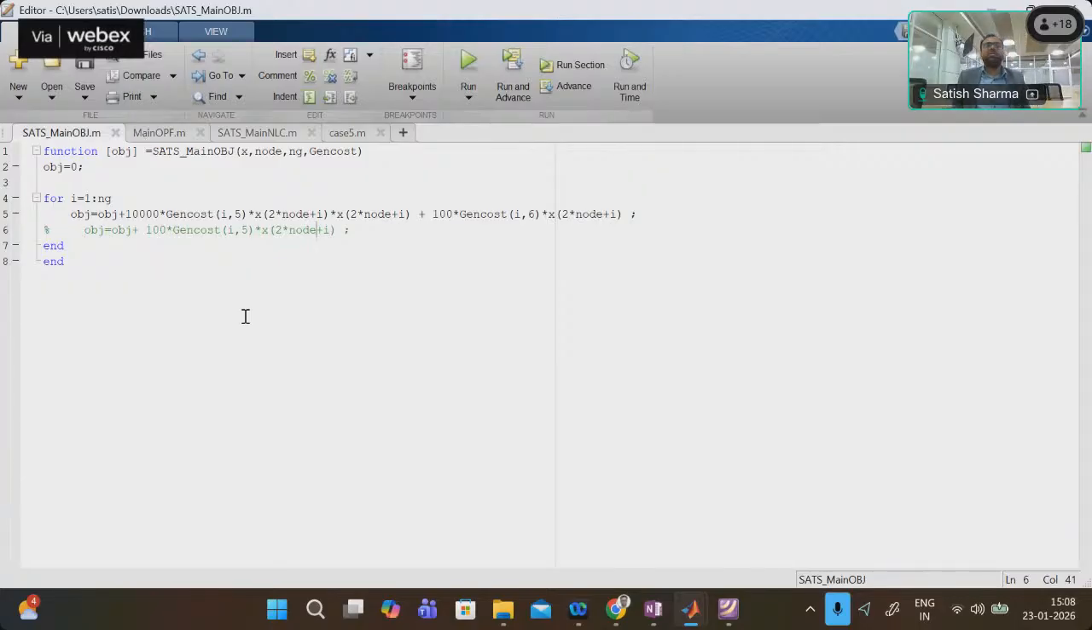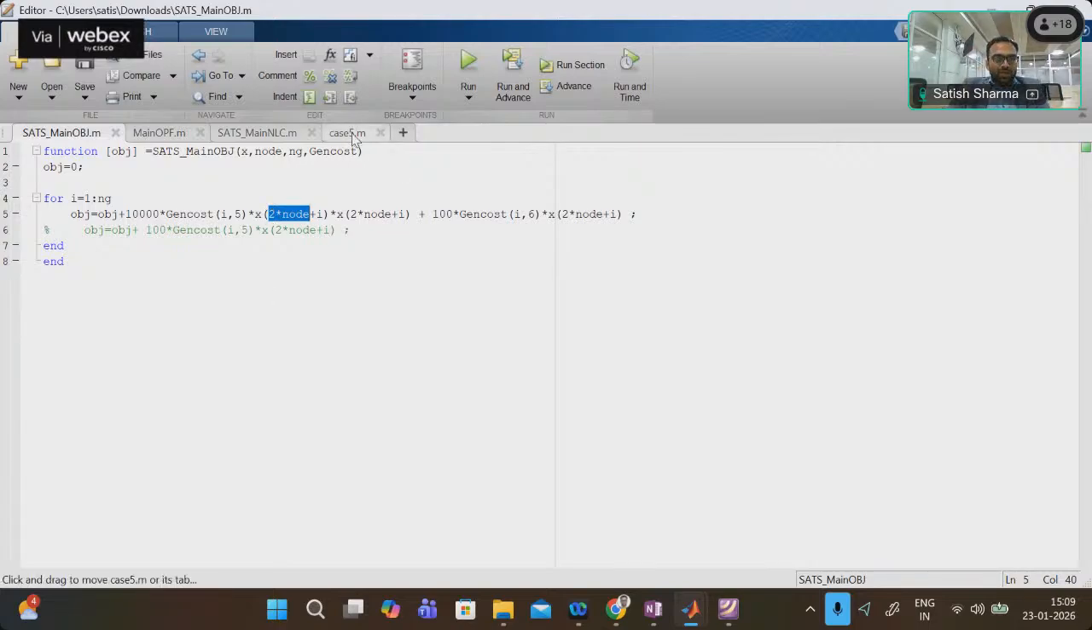So this is the function which we have defined, which is basically part of the fmincon code, the very first entry. This function is the same one we wrote earlier in the morning, that for all i equals 1 to ng I have supplied here the objective, which is basically generator cost into x of 2 times node plus i, plus x of 2 times node plus i, plus 100 gen cost and so on. Now, why am I using 2 into number of nodes plus i?